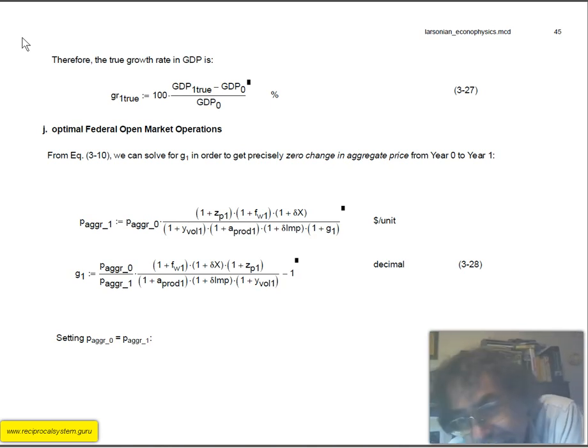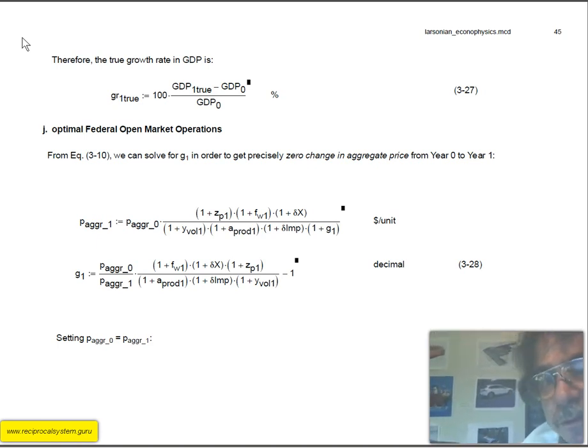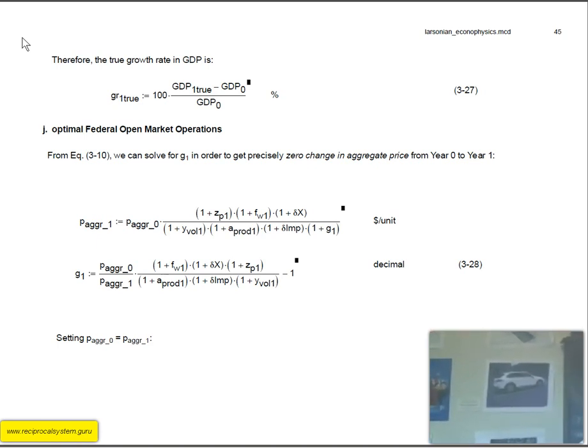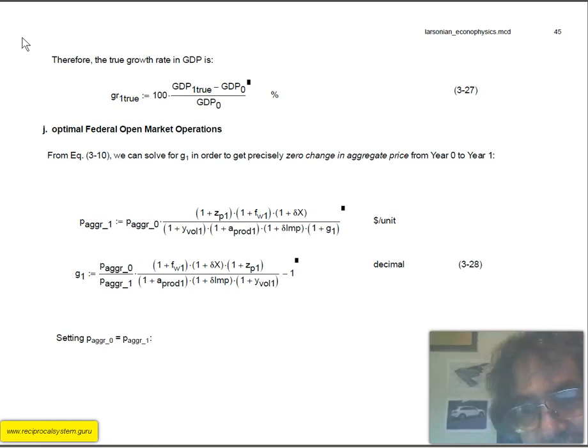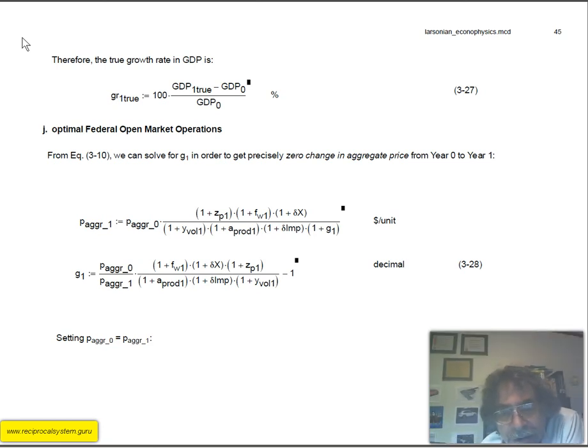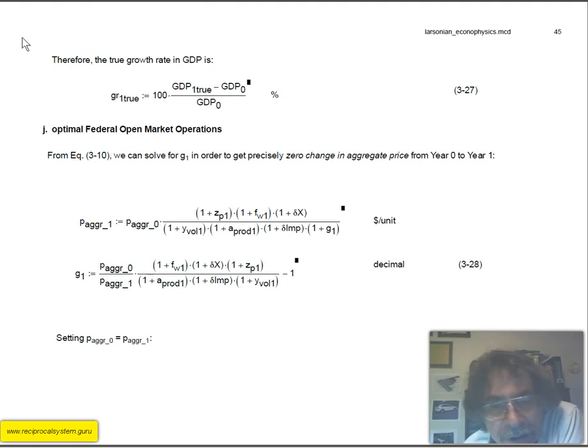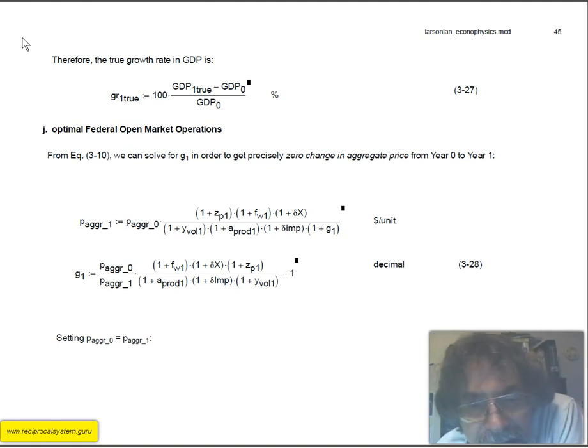All right, so now we can get the optimal federal open market operations, this is section J. From equation 310, we can solve for G sub 1 in order to get precisely 0 change in aggregate price from year 0 to year 1. So the goal here is not 2% inflation, 0% inflation, actually. So there you can see in equation 328, that's a decimal change in G sub 1.